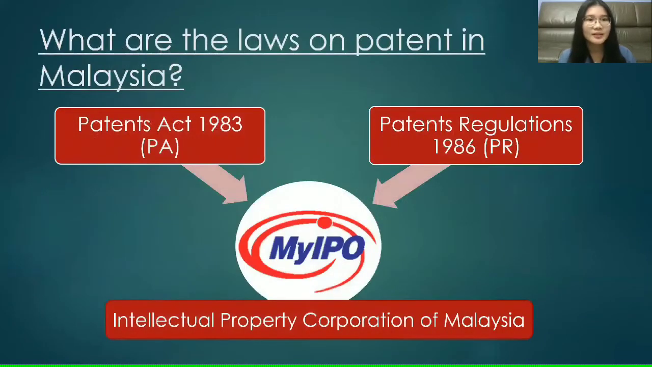Next, what are the laws governing the matter of patent? For information, there are two statutes dealing with this matter in Malaysia. They are the Patents Act 1983 and the Patents Regulations 1986. Both statutes are administered by an agency which is responsible for the development and management of the intellectual property system in Malaysia. It is named the Intellectual Property Corporation of Malaysia, better known as MYIPO.